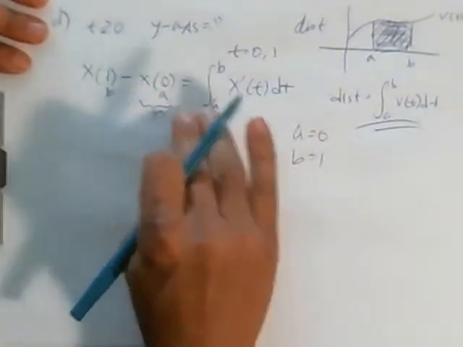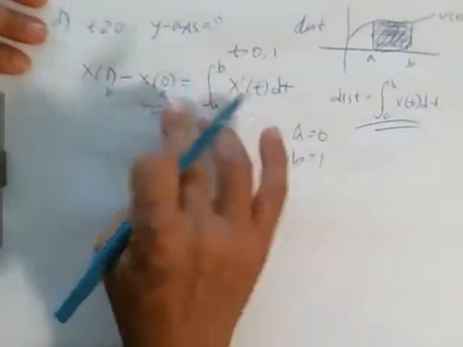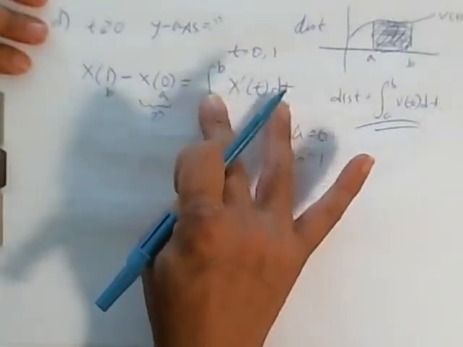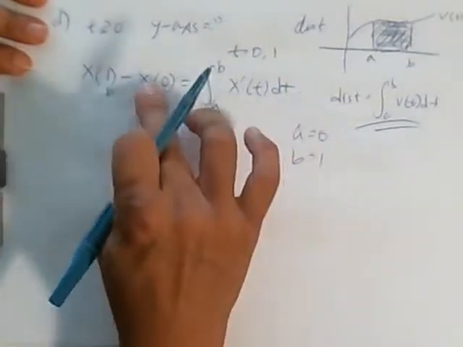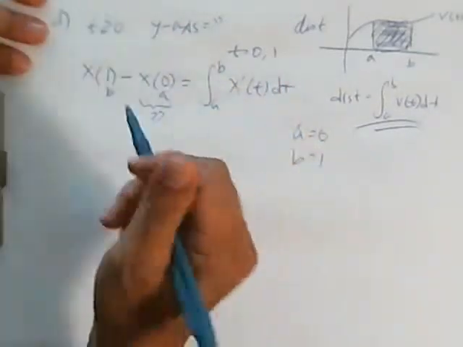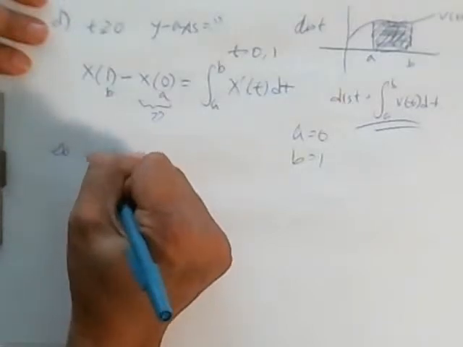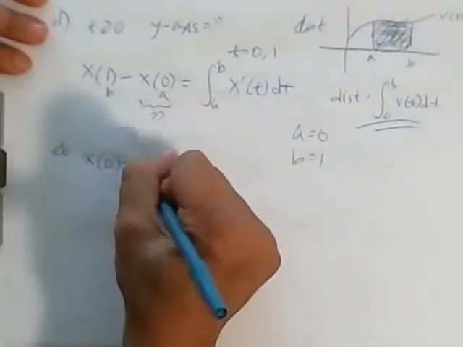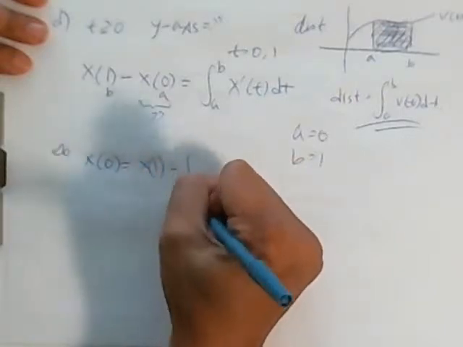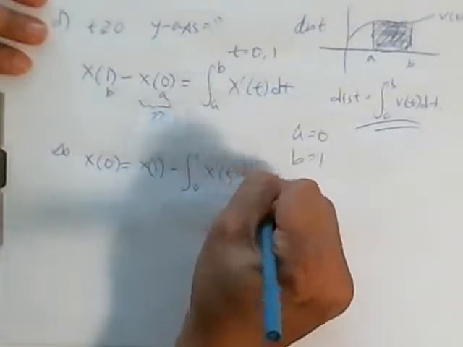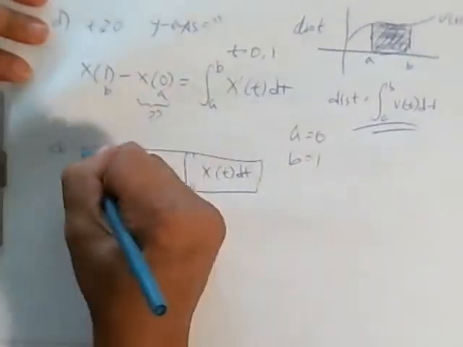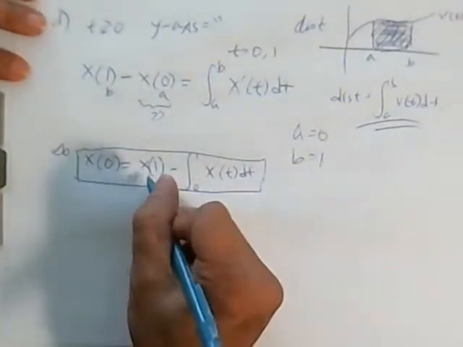So I'm going to move this guy to this side, move this guy to this side, and then subtract the integral to the left side, add x sub 0 to the right side at time t equals 0, and then flip it around. So x sub 0 is equal to, move it over, x1 minus the integral from 0 to 1 of x prime of t dt. Okay, and that's pretty important information.